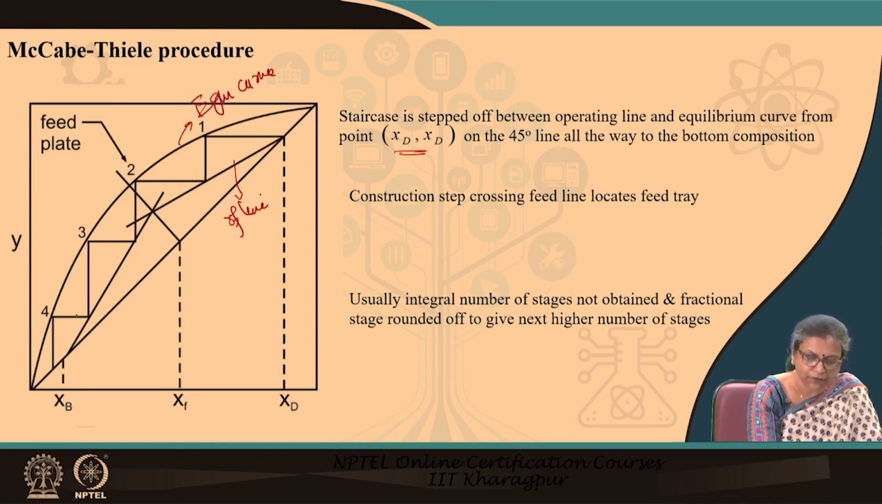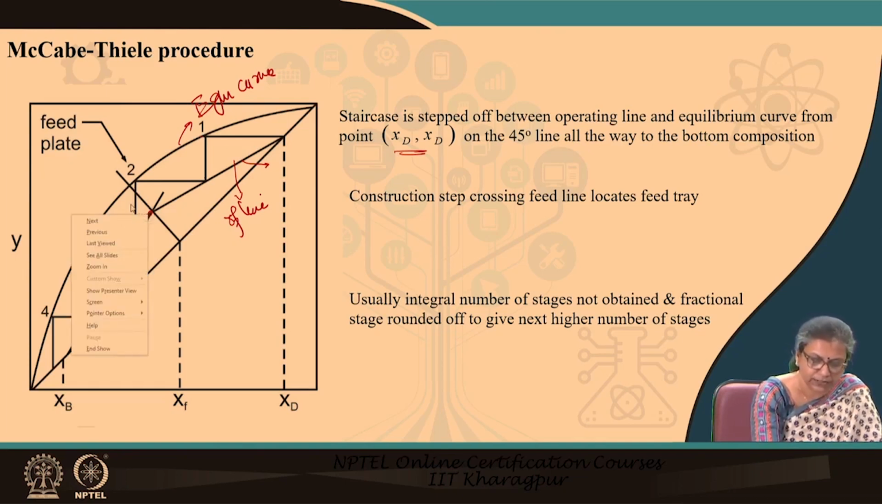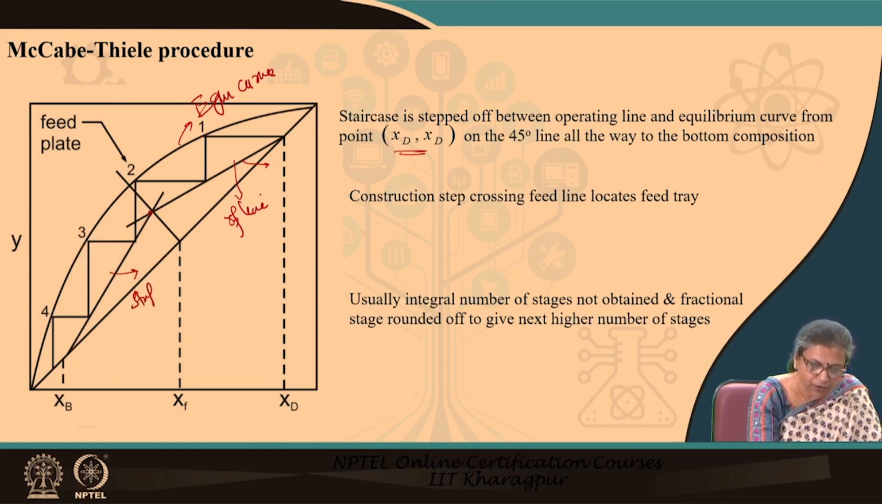Simultaneously, we can also start from here, and we find that if we are dropping in this particular way, then at the point of intersection we change over from the enrichment section operating line to the stripping section operating line. So, in the enrichment section the staircases are constructed between the enrichment section operating line and the equilibrium curve, and the moment we cross this point of intersection, these steps are constructed between the stripping section operating line and the equilibrium curve, right.